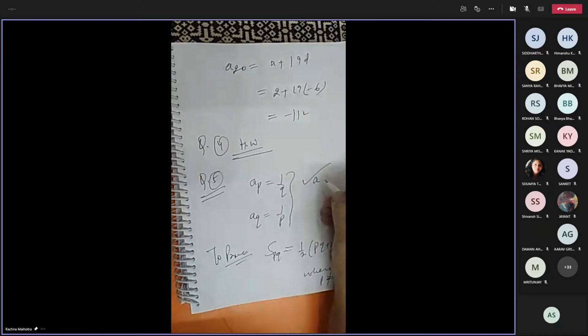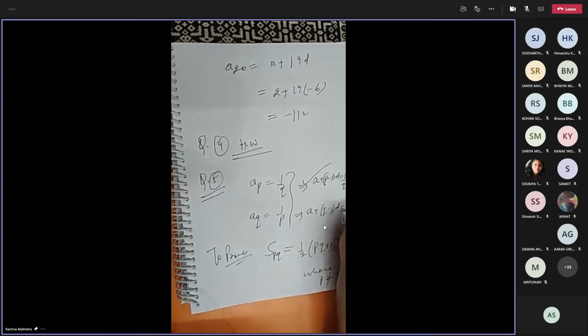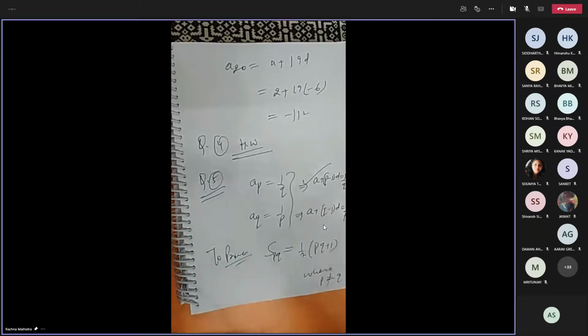For the pth term we can write A plus (P minus 1) into D. Yes, A plus (P minus 1) D, that is 1 by Q, and for this one we can write A plus (Q minus 1) D. So you can find A and D from here, and after that you can find SPQ.